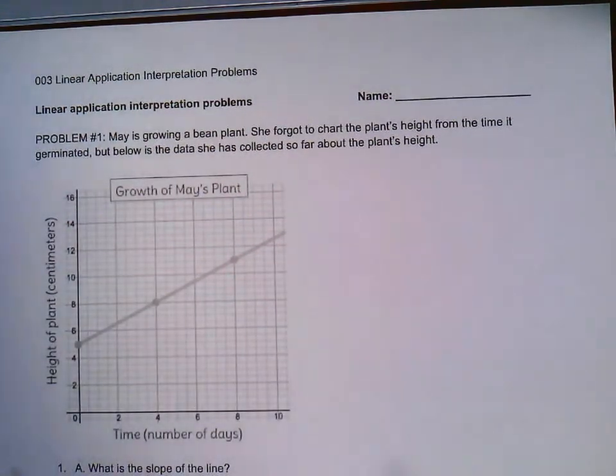What does the slope represent in relation to this problem? 1b. So each day, right, each day, the plant is growing 3/4 of a centimeter.